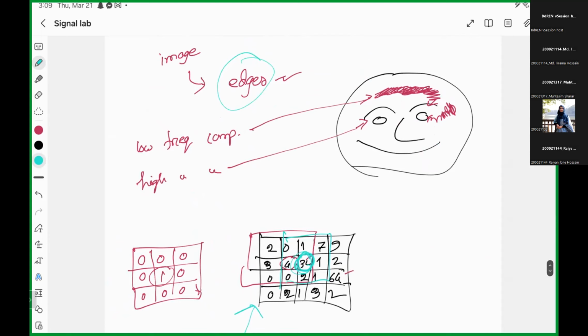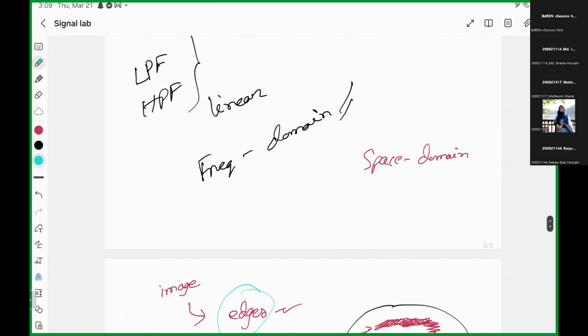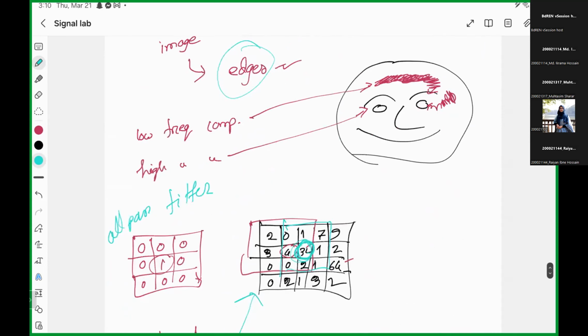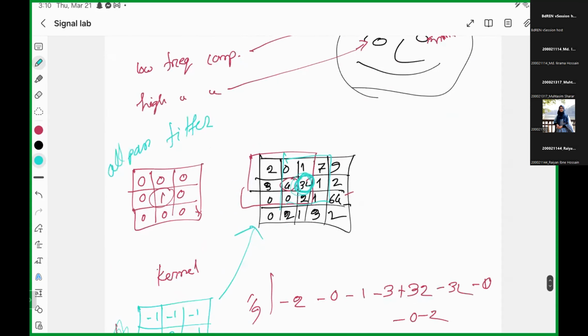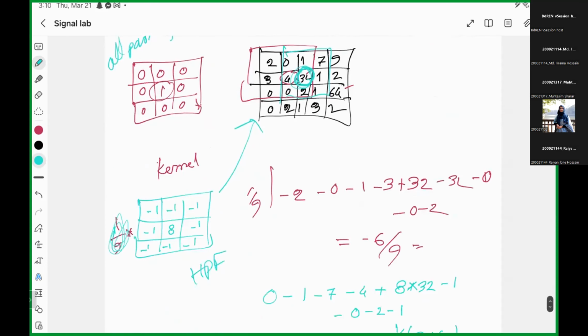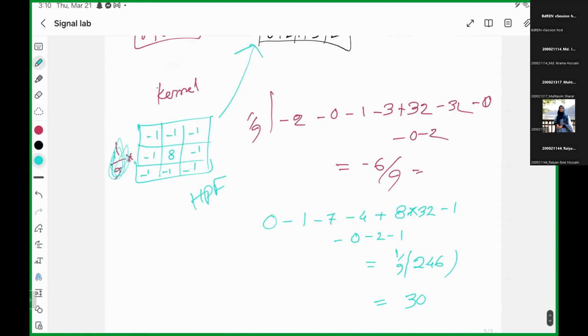Okay. This one is an all pass filter. It will not change anything. So this is like the filter operation in the space domain. So filter doesn't mean only in the frequency domain. It can also have the space domain consideration. Now, I have not included this one, so forget about it. Don't worry. This is the filter operation in case of image.